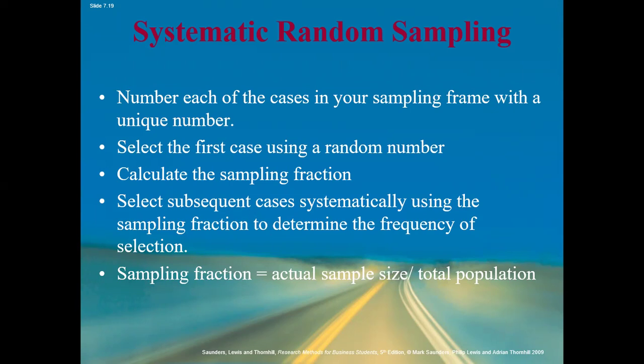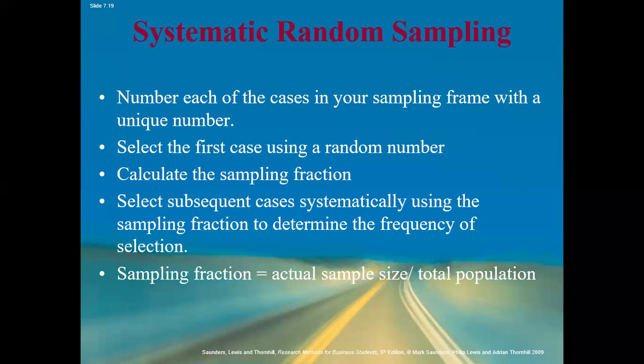First, how can we take a sample from this population? First of all, we should select the first respondent randomly. Thereafter, we can go for a sampling fraction. The first step is the random selection.